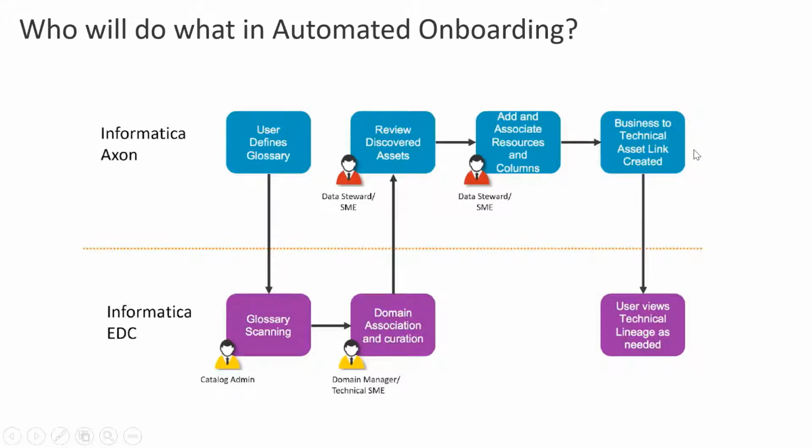The good part that has happened in Axon 7.0 is that this technical lineage, what is technical lineage, anyway, I'll show it in the demo, is now visible on the Axon side as well. So you need not go to the EDC window and see that information. You can still see that information on the Axon side. This is, as I said, a feature in Axon 7.0.